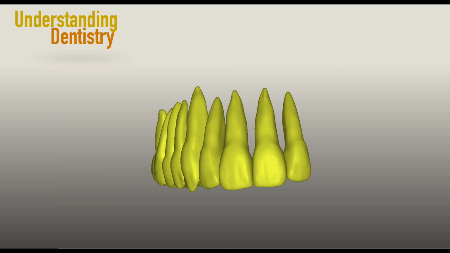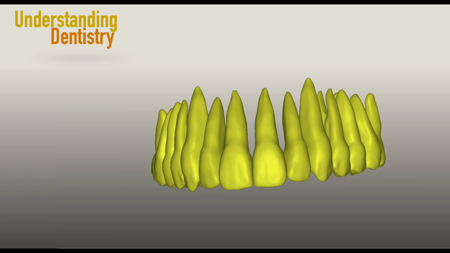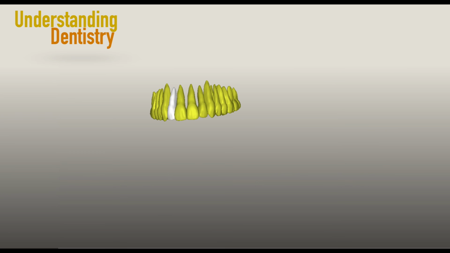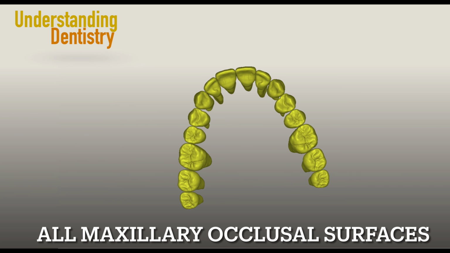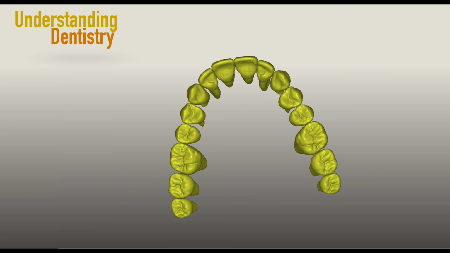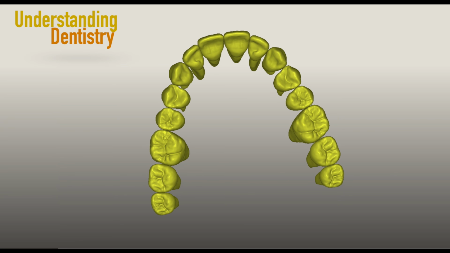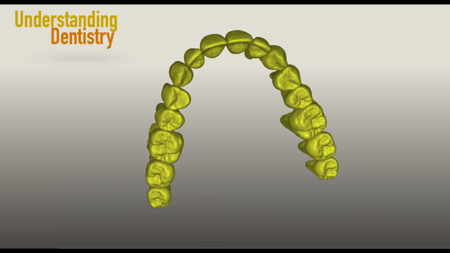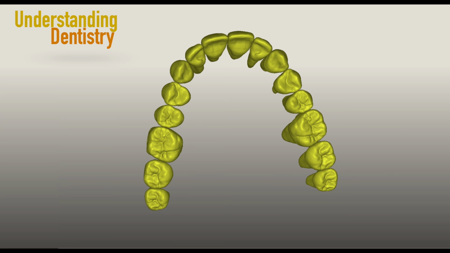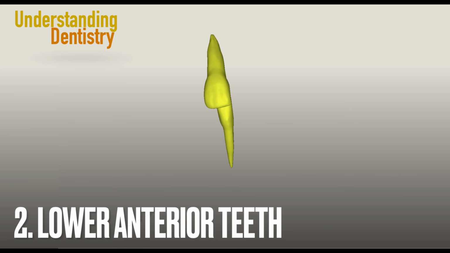Now let's see all the teeth in the software, and we are going to see the occlusal surfaces of all of them. Please note that the incisal edges of the anterior teeth are in line with the buccal cusps of the posterior teeth. This is very important for you to plan your restorations and crowns. Let's start with the inferior teeth now.